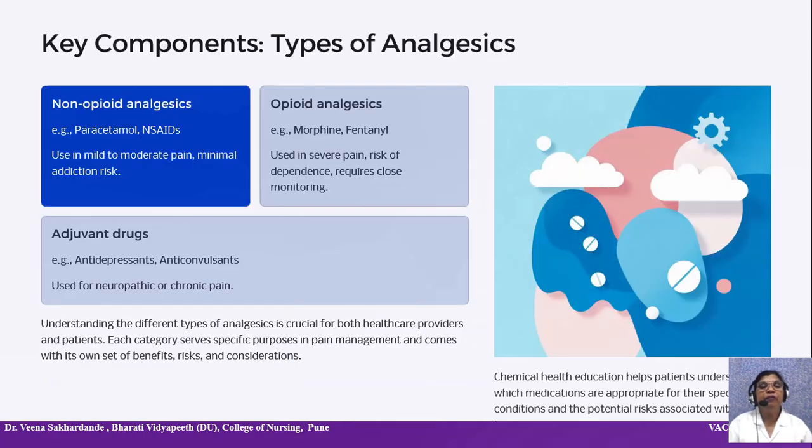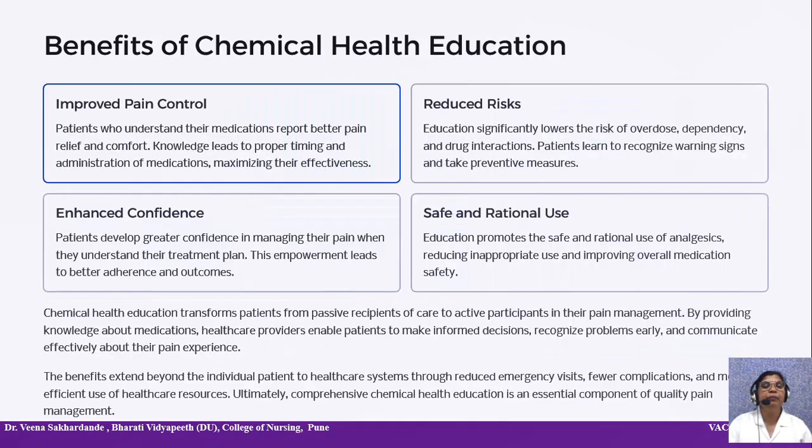Next is the key component of analgesia. Mainly non-opioid and opioid analgesics are given, and simple examples are paracetamol and morphine. These are some of the examples of types of analgesics which are given to patients with pain.